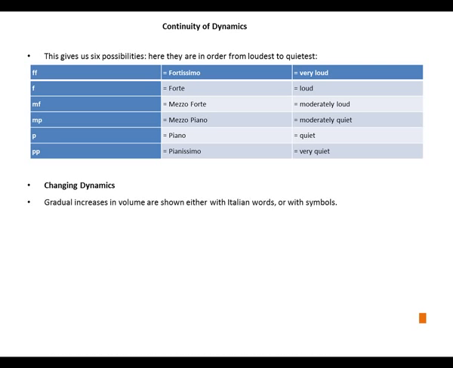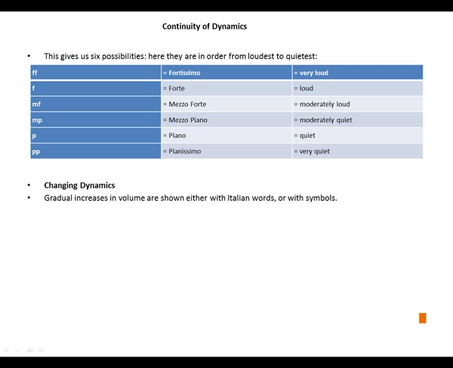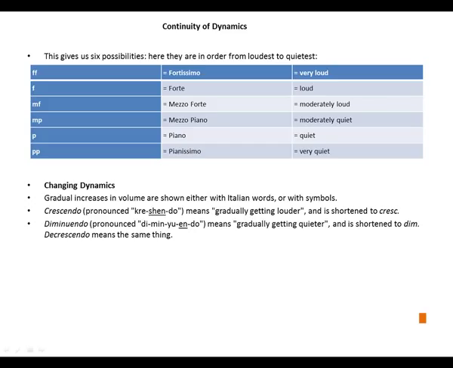Change in dynamics. Gradual changes in volume are shown either with Italian words or with symbols. Crescendo, pronounced crescendo, means gradually getting louder and is shortened to cres. Diminuendo, pronounced diminuendo, means gradually getting quieter and is shortened to dim. Decrescendo means the same thing, getting quieter.